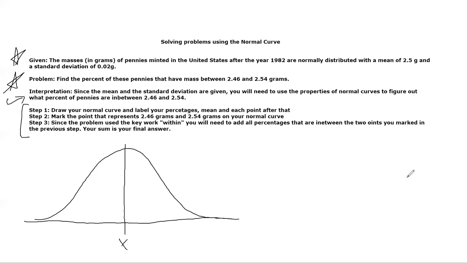The mean is always the center. Do we have the mean? Yes, we do. They told us. Our mean is 2.5 grams. So I'm going to write 2.5 right above the first line. Okay, now we have to draw the rest of our lines because we have to separate out the curve. We have to do plus 1 standard deviation. That's terrible. Okay.